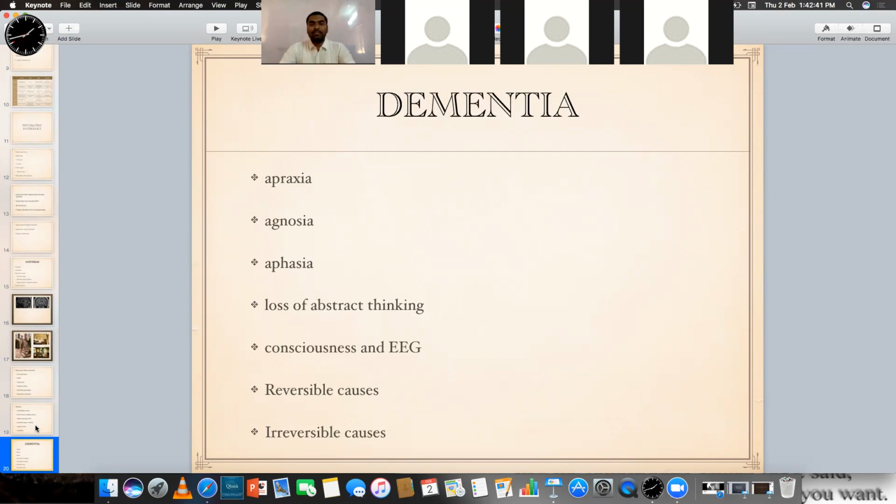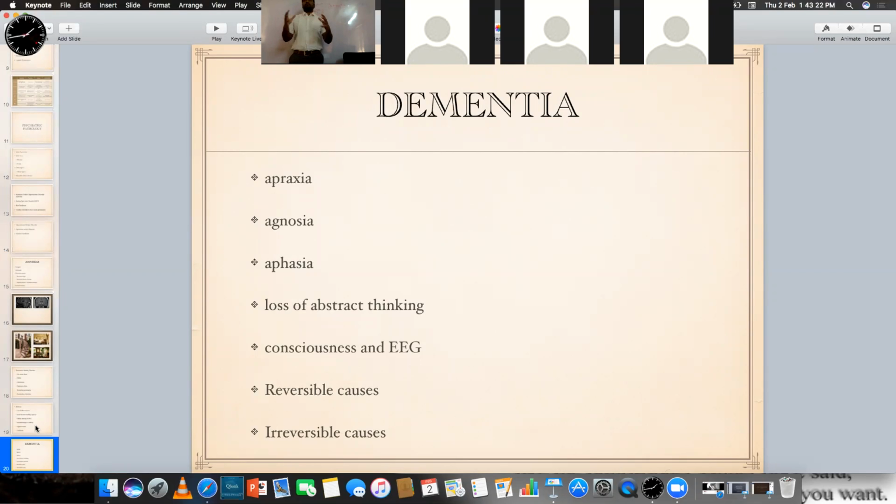So, what is dementia? Now, I told you about amnesia, what amnesia was, right? Amnesia, memory, vacuum, gone. What is dementia? Dementia is progressive loss of memory. So you tend to lose your memory in certain amounts day by day.